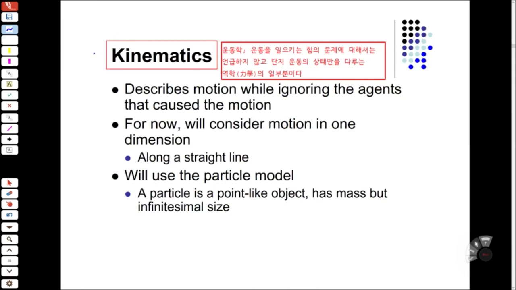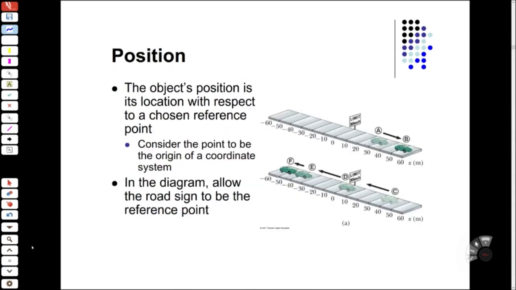First of all, we are going to consider kinematics. We do not consider the agent which causes the motion, like force, which accelerates particles or things like that. We only concentrate on the kinematics. So we will use the particle model. It means that we'll treat the particle as a point-like object, with mass, but its size is infinitesimal. So this is, for example, a pictorial representation of the motion of a car. It's moving forward and then moving backward.